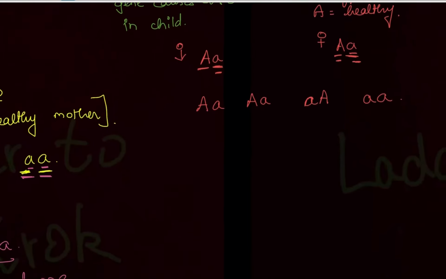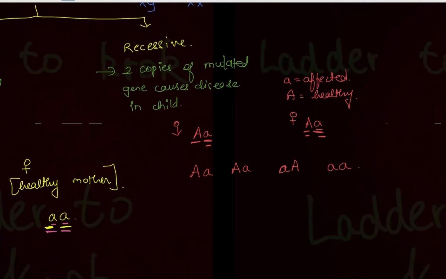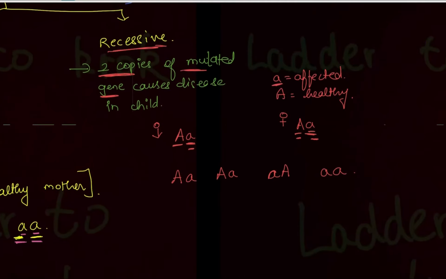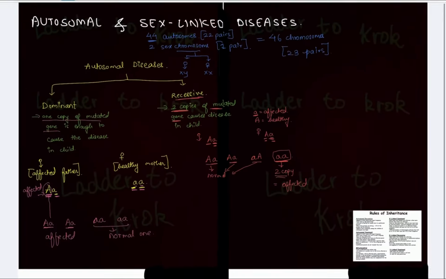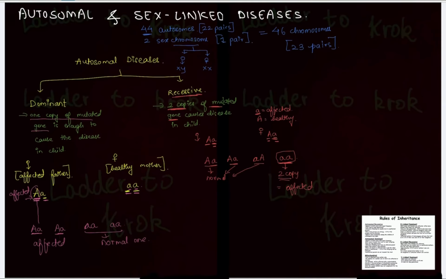According to autosomal recessive disease, 2 copies of mutated gene can cause it. 2 copies of the mutated one, in our case, is small a. So in this there is only 1 copy, so this is normal. Similarly, this is also normal, this is also normal, because there is only 1 copy of mutated gene. But in this case, there are 2 copies of mutated gene, right? So 2 copies means this one is affected. If a child gets this genotype, then the child will be affected. So this is the meaning of dominant and recessive autosomal disease.